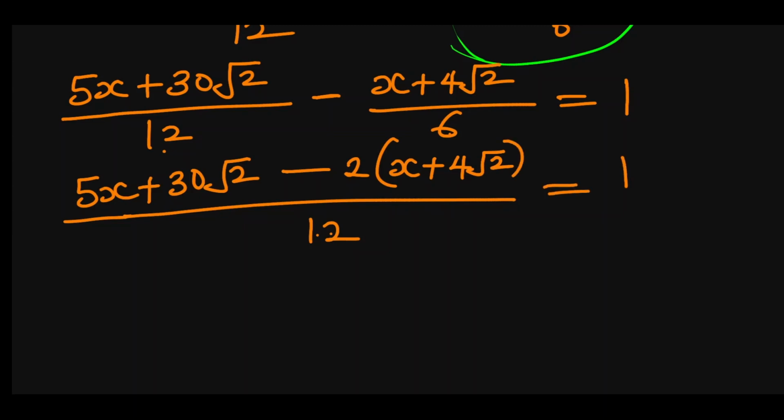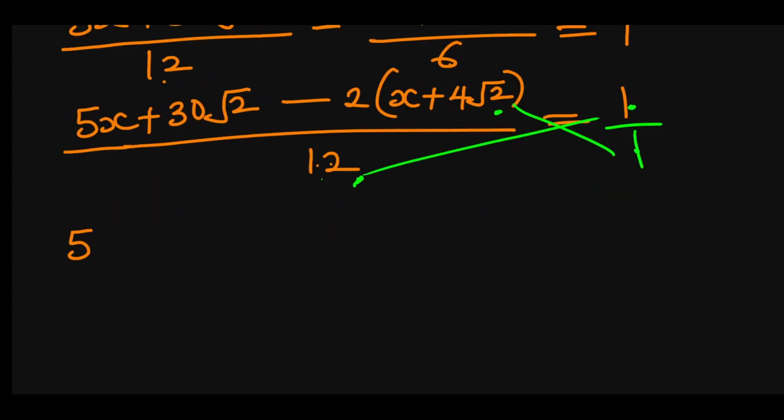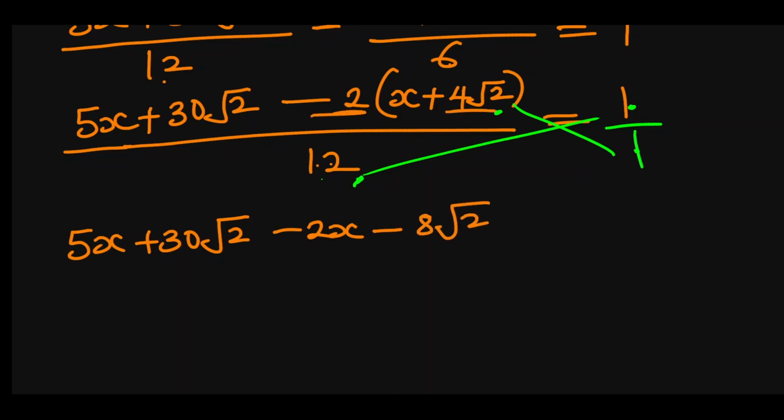Now, we can use cross multiply to take this 12 away. So this is 1 over 1. If we cross multiply, this 1 multiplies this, and this 12 multiplies this 1. So that now gives us 5x plus 30 root 2. If we expand this bracket with the minus 2 here, it gives us minus 2x minus 8 root 2. That is, if minus 2 multiplies this 4 root 2, is equal to 12.